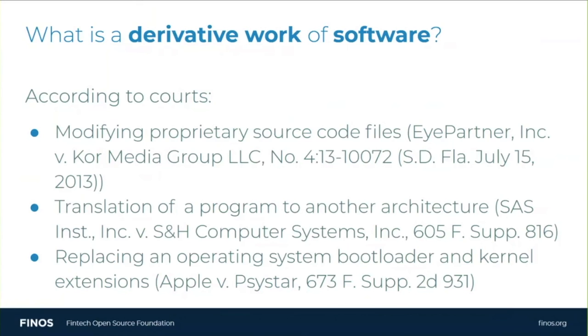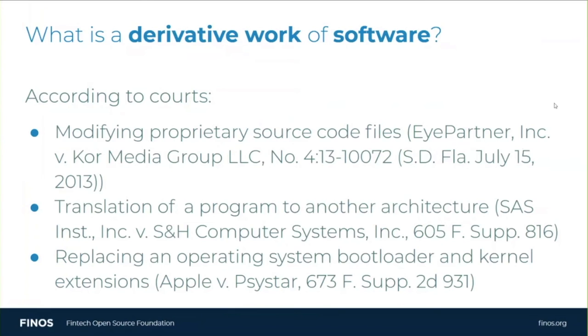There's another case where a company translated another company's proprietary software into a different architecture. I think it was from PC to VAX, obviously an older case. But again, translation is something that's specifically included in the definition of derivative works in the Copyright Act. So that was an easy call for the court that creates a derivative work.